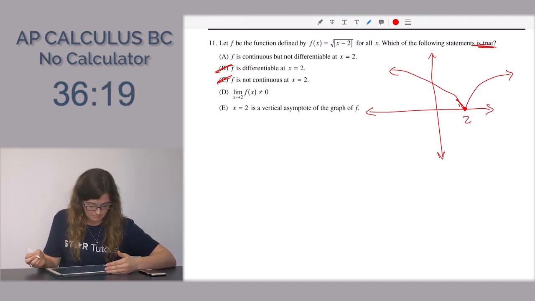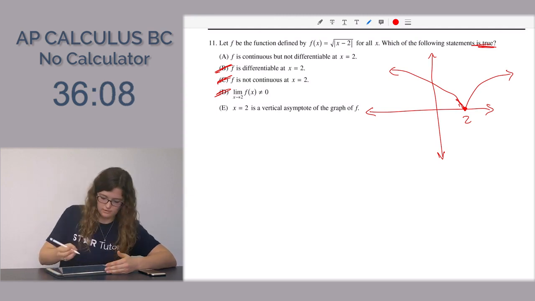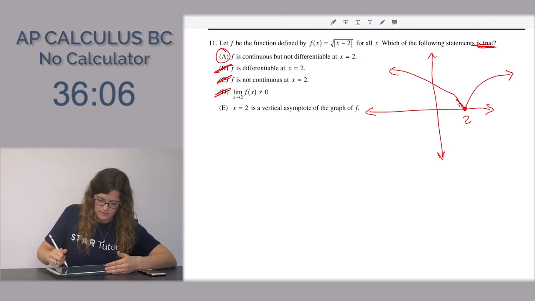That's a true statement. The limit as x goes to 2 of f of x is 0, so that one's false. X equals 2 is a vertical asymptote of the graph. No, it's not. Okay, so it's definitely A.